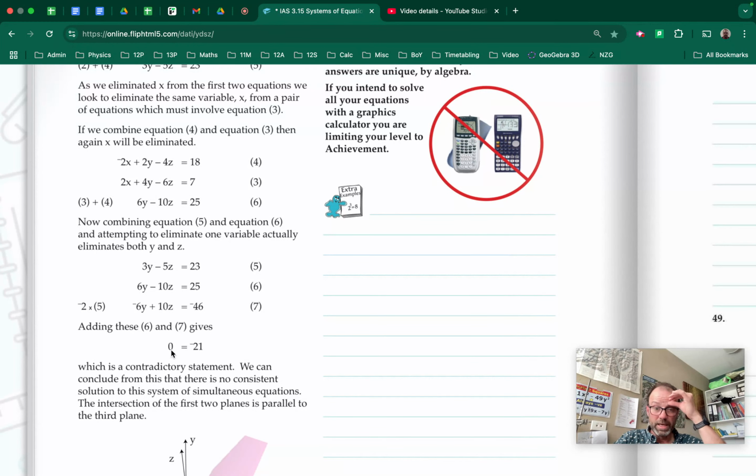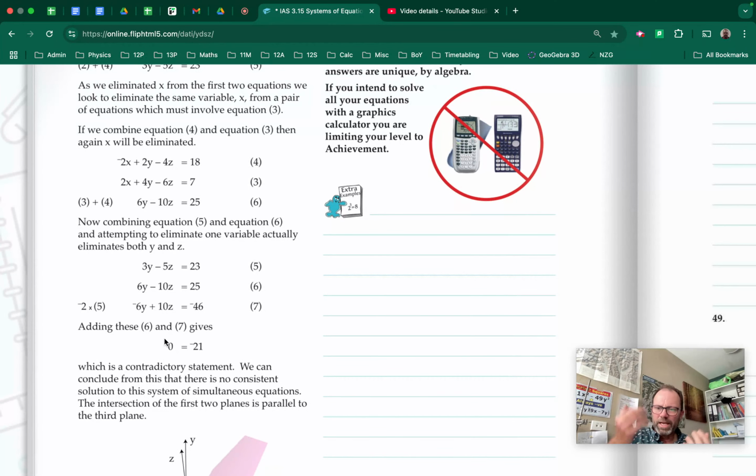Say that again, a different contradictory statement. You might get 0 equals 15, or 0 equals 92, whatever. But the key thing is, don't assume that's an answer. No, that's not an answer. That's a false statement. 0 does not equal that.